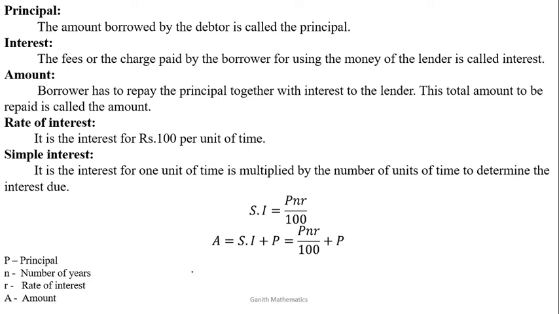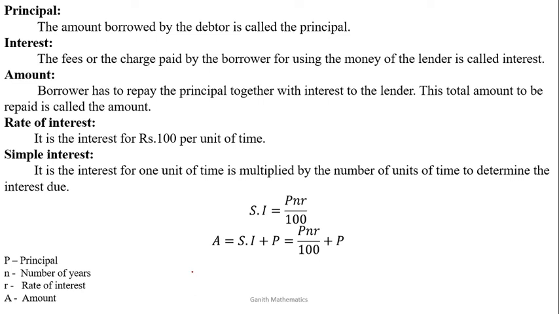The fourth one is the rate of interest. It is the interest for rupees 100 per unit of time. The fifth one is the simple interest. The interest amount is calculated using the formula SI is equal to PNR by 100, and the amount formula is simple interest plus P, that is equal to PNR by 100, which we know in the previous formula, plus P.